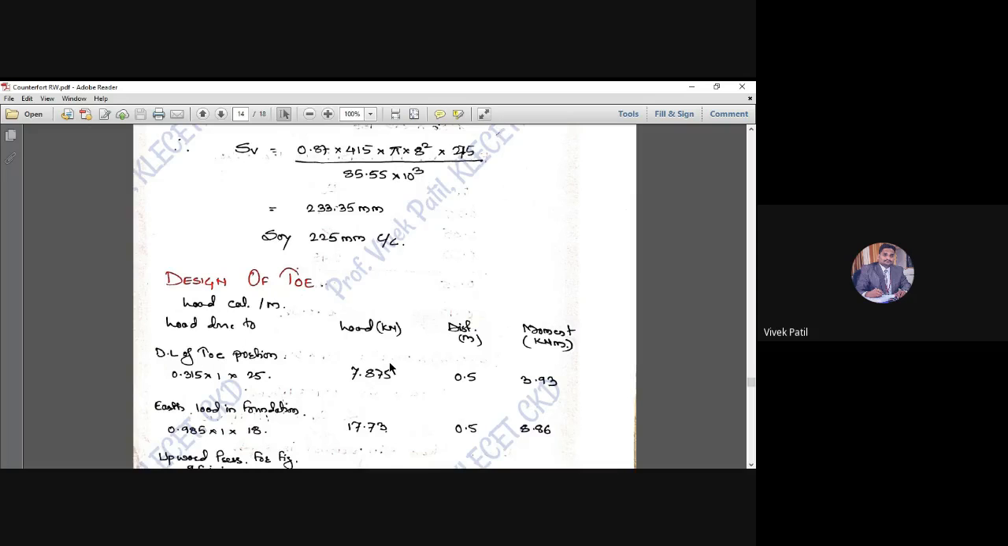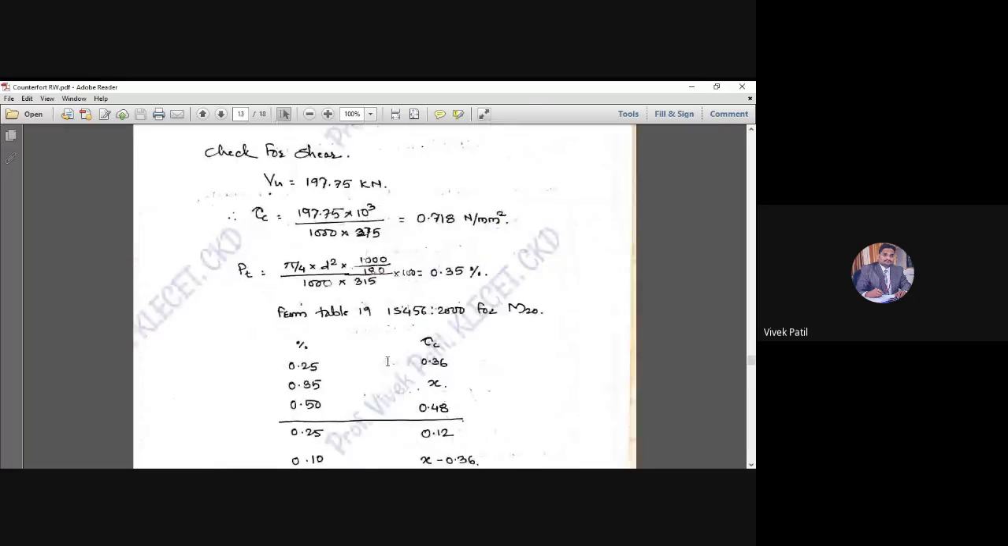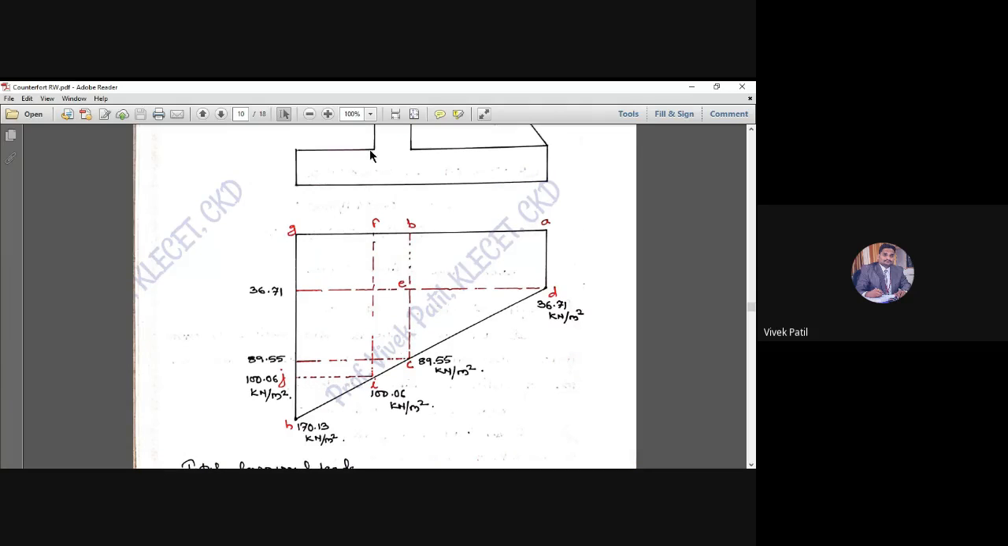Upward forces, we have to calculate the area of the trapezoid. I will divide the trapezoid into two parts. One, that is the rectangle GFIJ. For this portion, this length is equal to 1 meter. So 1 meter into this distance, G to J, I want the distance.